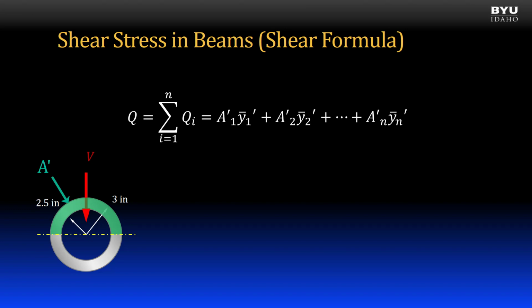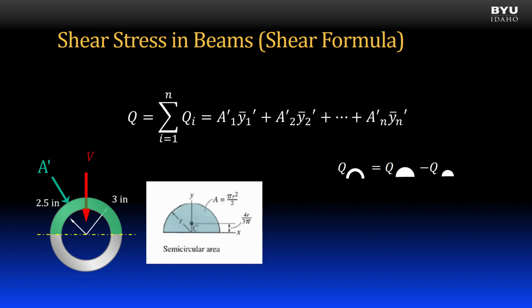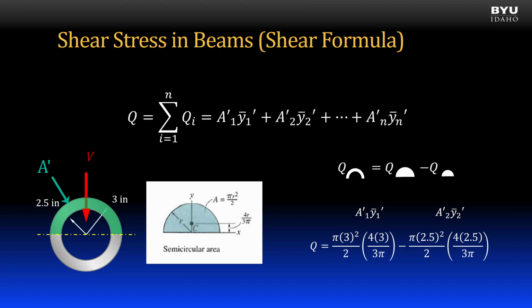To find Q for this area, we can say that Q for the half pipe is equal to Q for the semicircle defined by the outside radius minus Q for the semicircle defined by the inside radius. Knowing the centroid of a semicircle is located a distance 4r over 3 pi from the horizontal base, we can compute Q as shown. The first term is the area A prime of the outside semicircle times its centroid, which is y bar prime. The second term is the area A prime of the inside semicircle times its centroid y bar prime.